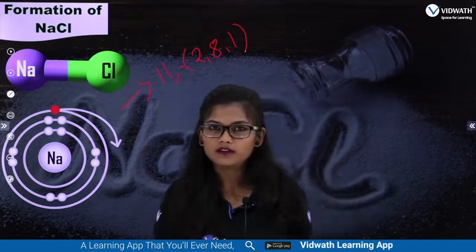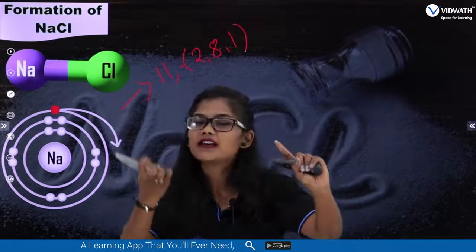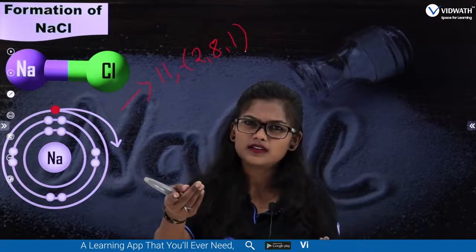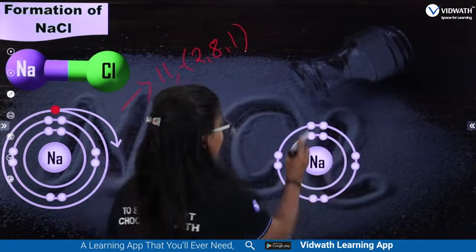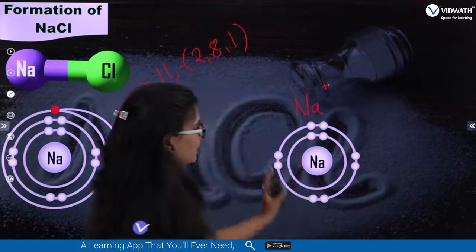So which will be convenient for sodium? Obviously it will lose its electron, because gaining 7 electrons is more difficult than losing 1 electron, right? Losing 1 electron is very easy. So what will it do? It will lose 1 electron and form Na+, sodium 1 plus, clear?